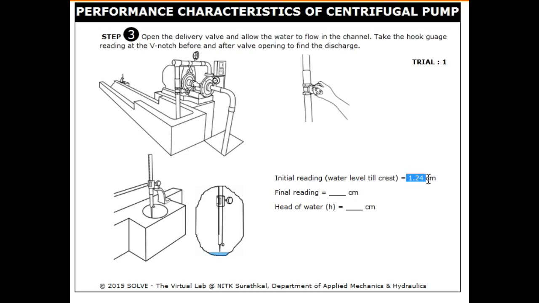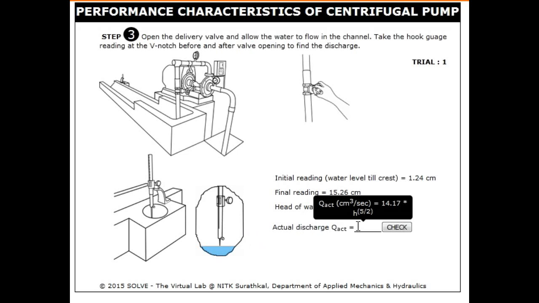Now see, the water level has come up, so the pointer has dipped inside the water level. We need to fit it back to the surface so that we will get the actual height or head of water. Move it. Now you have the final reading. Initial reading is 1.24, final reading is 15.26 centimeter. Hence the head of water is 14.2 centimeter. If you substitute this head in the equation of Q actual, you can get Q actual.